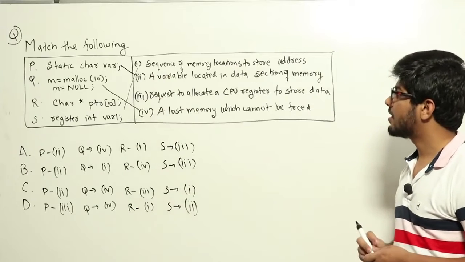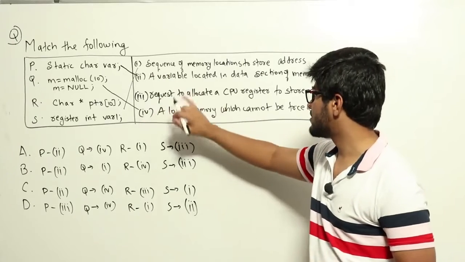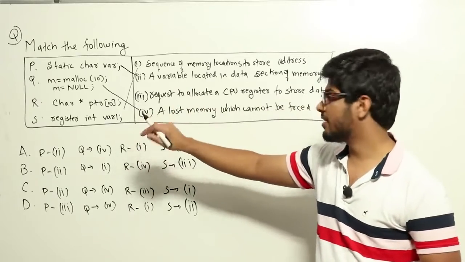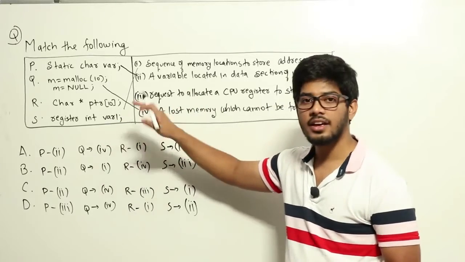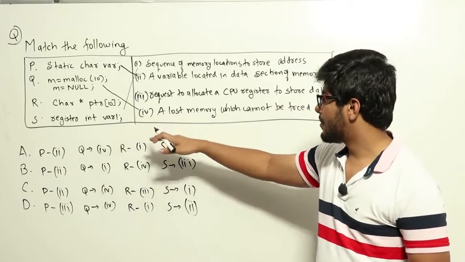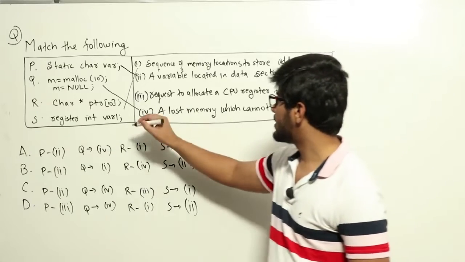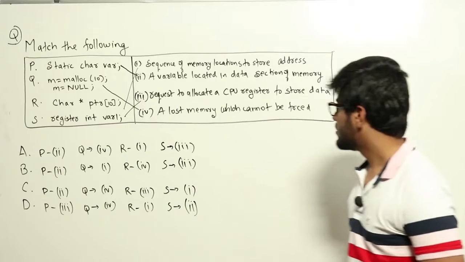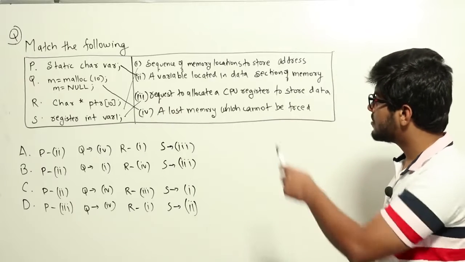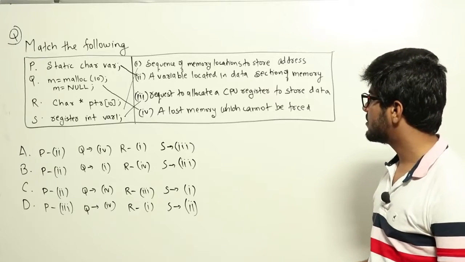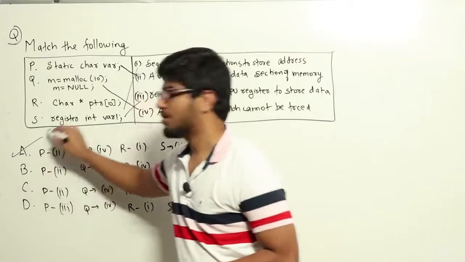S, register int var. Now that matches to this, a request to allocate a CPU register to store data. That is register int. We are saying that var should be stored in a register. Again, it's a request to the compiler. The request may be satisfied or may not be satisfied. So S is 3. So the answer is P is 2, Q is 4, R is 1, S is 3. That is option.